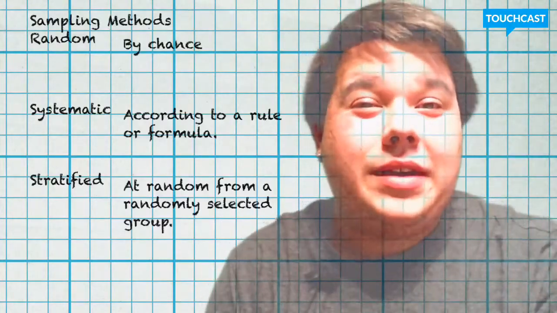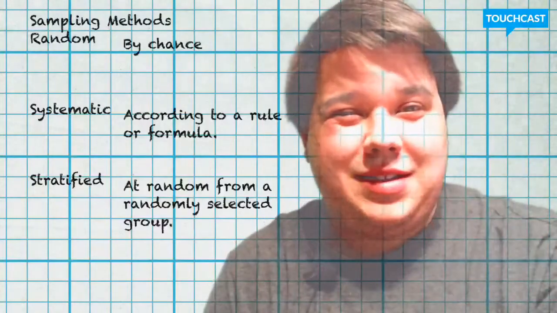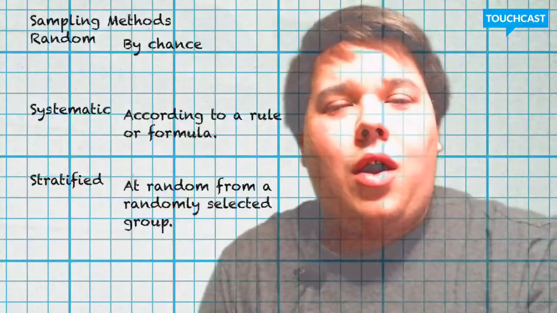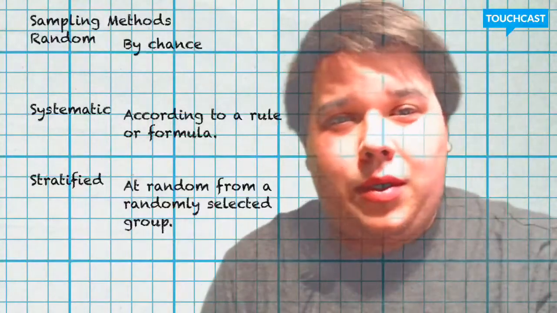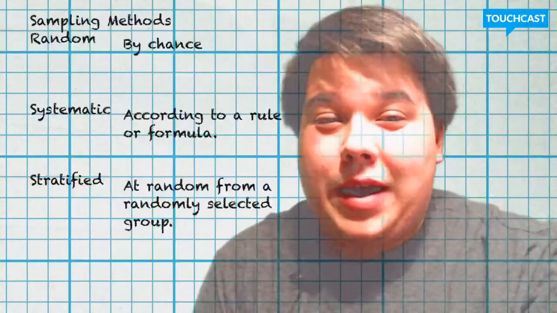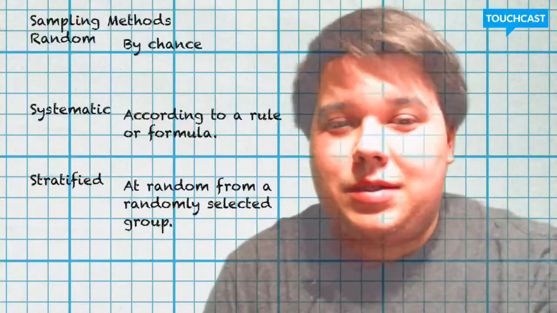Alright, now we have three types of sampling methods. Our first type is random, which is by chance, and it is the most favored of the sampling methods. We've got systematic, which is according to a rule or a formula, and we also have the stratified method, which is at random from randomly selected groups.